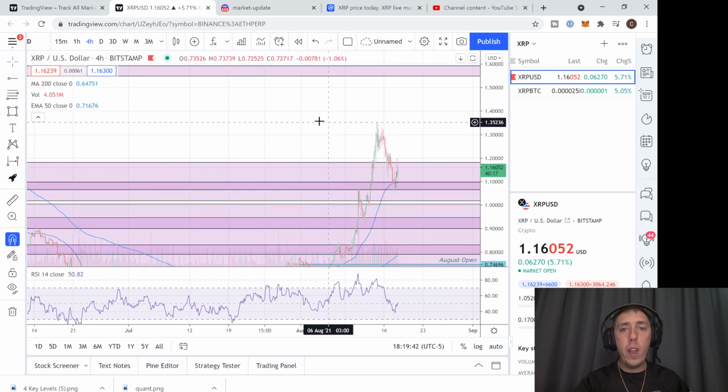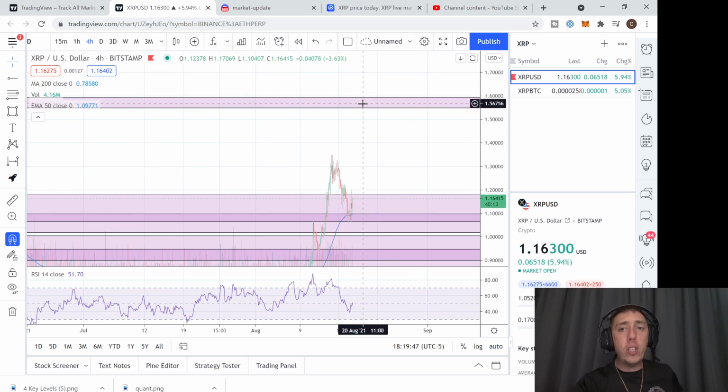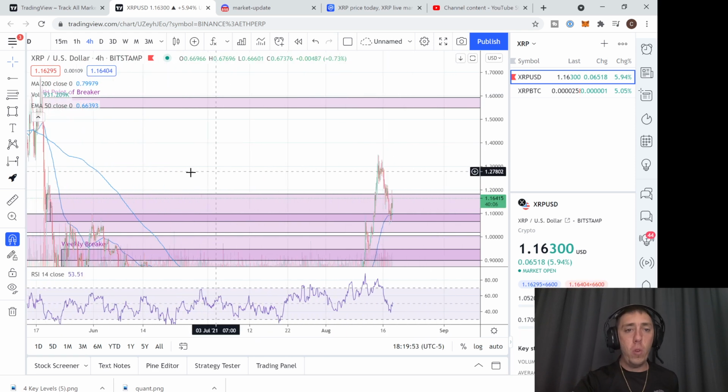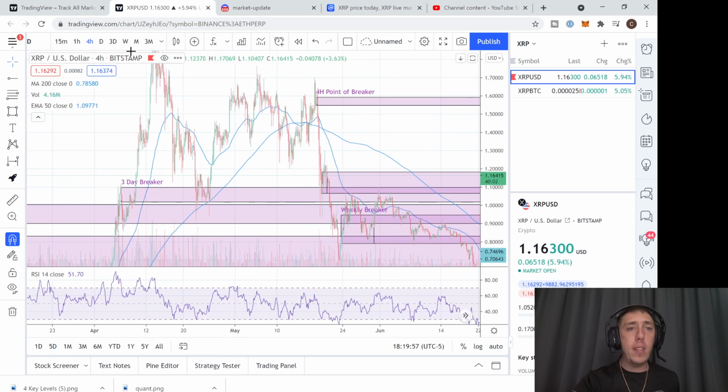So if or when we come back up here and test it, I would imagine this level, the 155 to 159 level, to act as our first major level of resistance. Cool. I hope that makes sense to you guys. Outside of that, I think we basically hit everything pretty well.